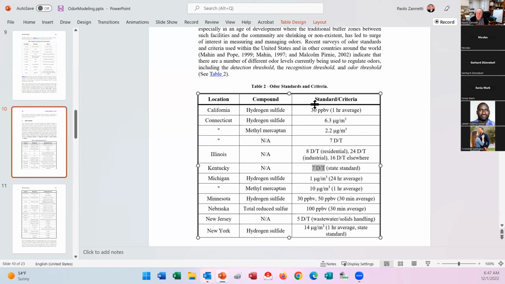Either the standard is for a particular chemical like hydrogen sulfide or methyl mercaptans, or the standard is based on the detection value. It is generally considered that if an odor, even a pleasant odor, is 5-7 times greater than the basic odor threshold, that odor is offensive.